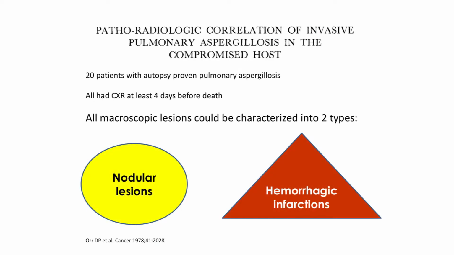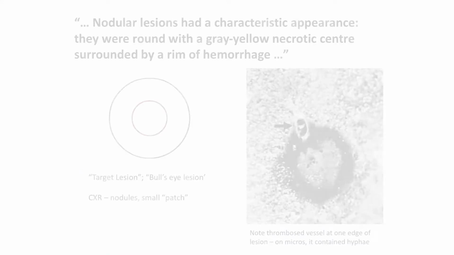So this is a study, I think, more than half a century old by now, but a very good study, with only autopsy-proven cases. Everybody had to have a chest X-ray no earlier than 4 days before death. And basically, they found that the radiologic pattern, just like the pathology, basically consisted of two types of lesions: either a nodule or a hemorrhagic infarct.